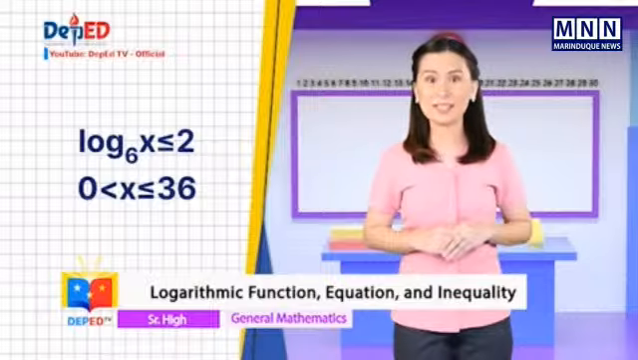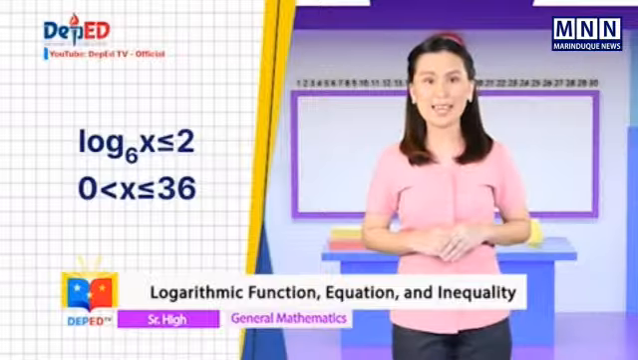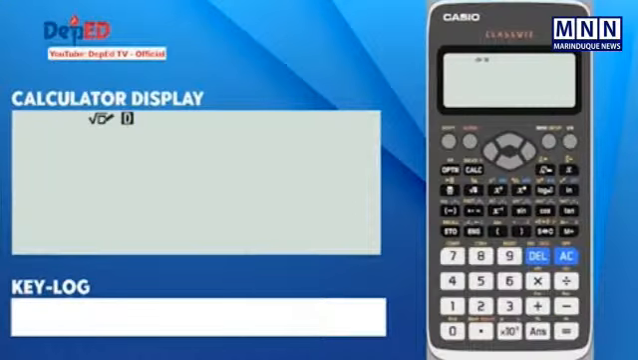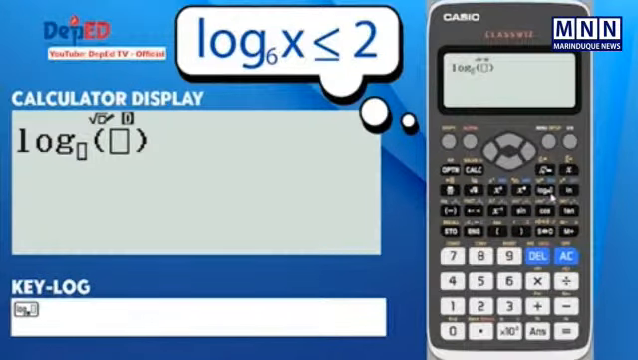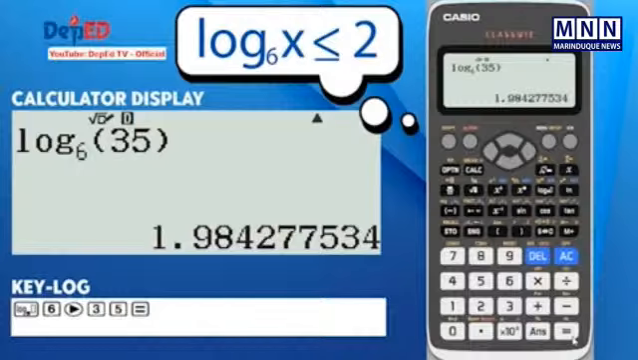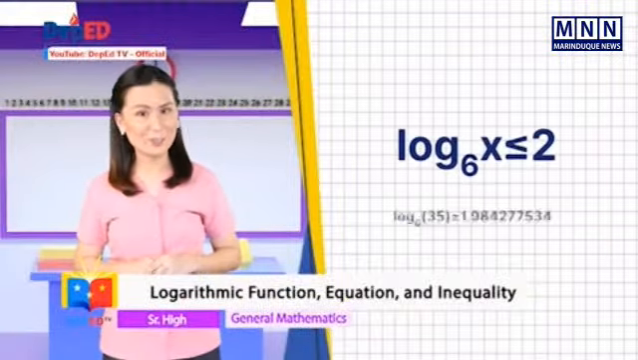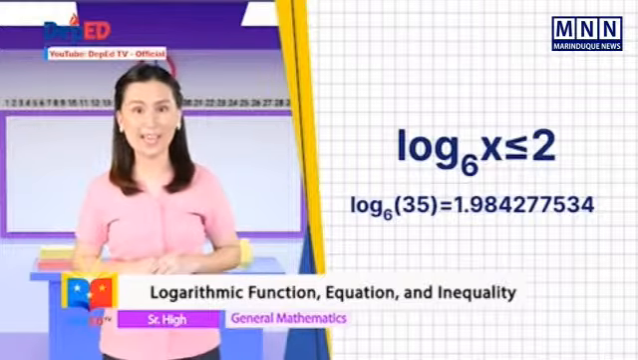Let us take a value less than 36 and check it using a calculator. Suppose we take 35. We press logarithm, then 6. We adjust the cursor and press 35, a value less than 36, followed by equals. Did you get a value less than 2? Very well! Now try having 36 as the value of x. Use your calculator. Go!